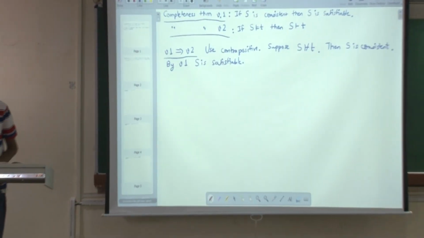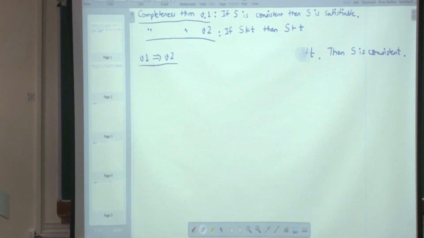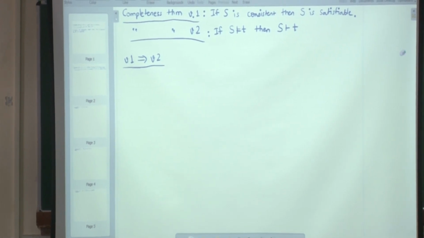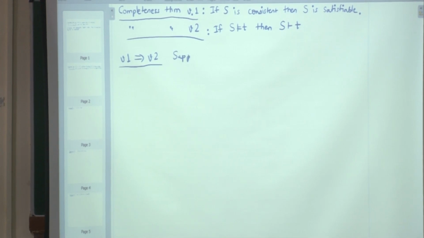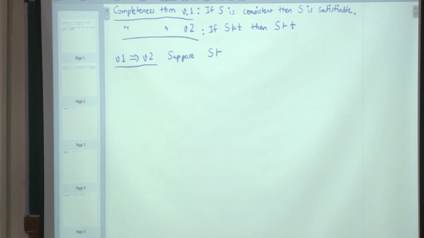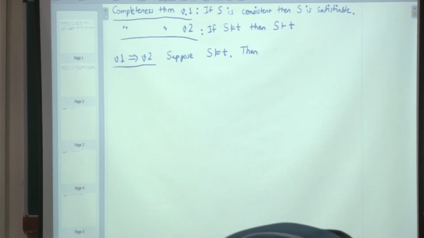If T is a logical consequence of S, then S union negation T is contradictory. And we can use the contrapositive of the first one. Very good. So we are not using the contrapositive of version 2, we can use the contrapositive of version 1. Suppose T is a logical consequence of S. Then S union negation T is contradictory, or unsatisfiable.